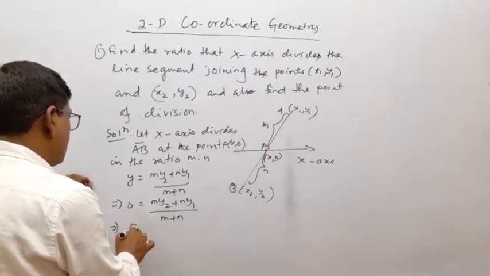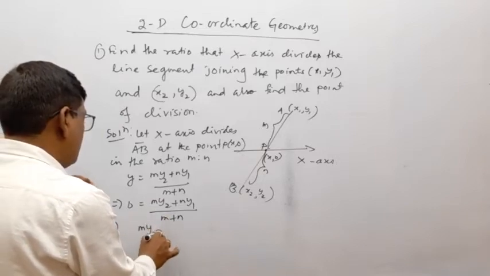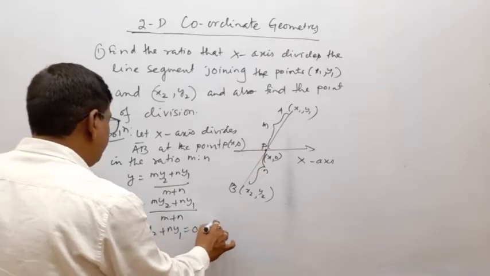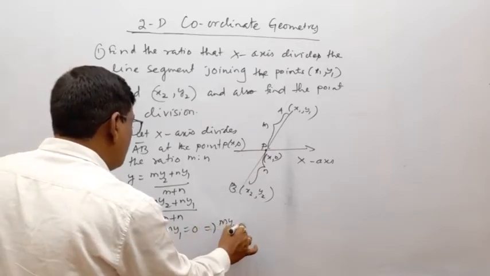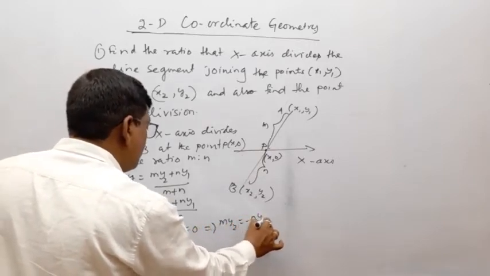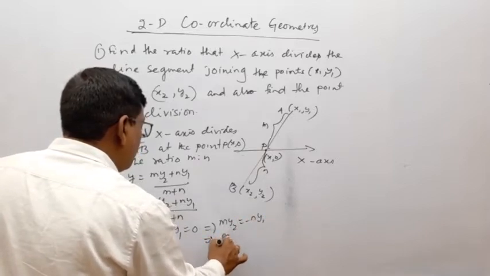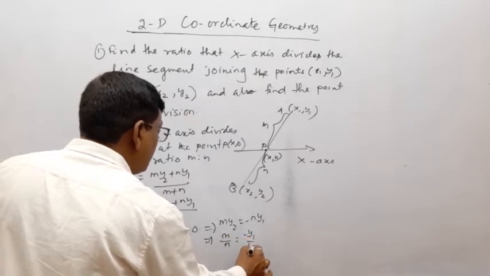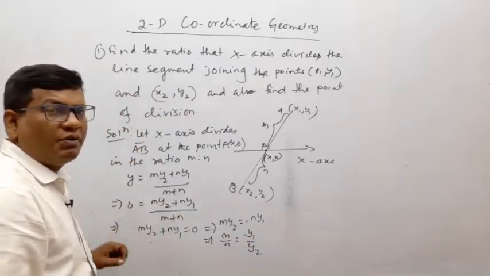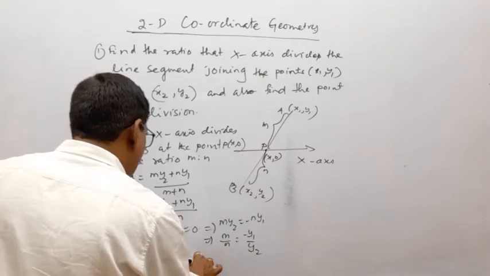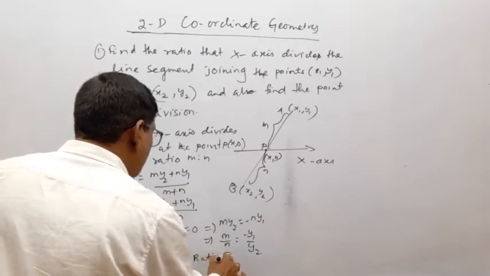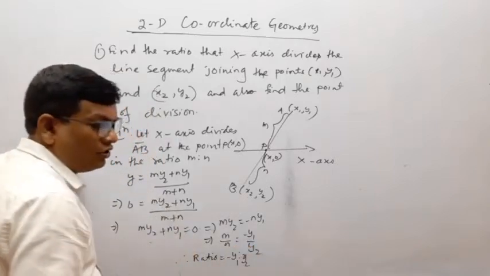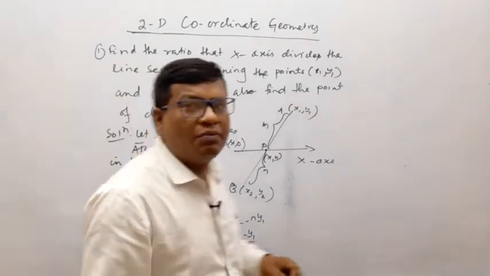Now this is equal to what? m y2 plus n y1 is equal to 0. That implies m y2 is equal to minus n y1. So m by n is equal to minus y1 by y2. Therefore the ratio is equal to minus y1 is to y2. Now the point of division.